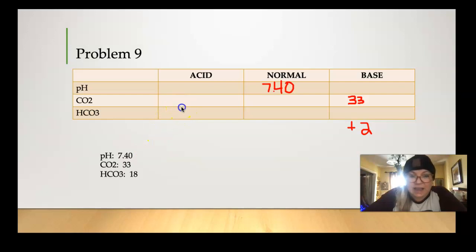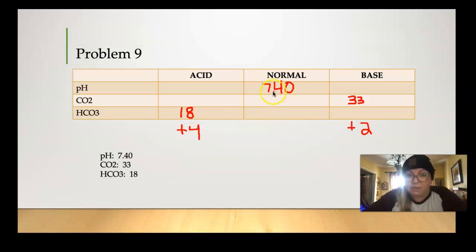So we know that that's acidotic. 18. And remember, our normal range for bicarb is 22 to 26. We've got 18, 19, 20, 21, 22. So that is an excess of 4. Okay, so this is the most out of range.